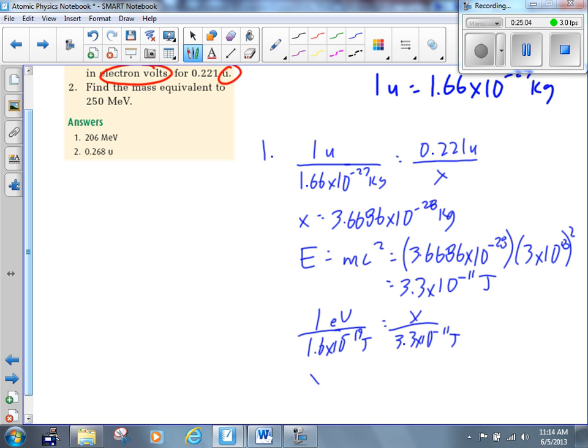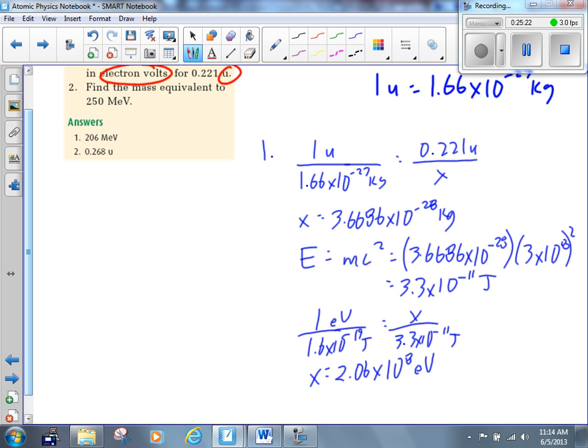Solve for x, and I think we're going to get 2.06 times 10 to the 8. Is that right? 2.06 times 10 to the 8, which is 206 mega electron volts. I think we'll skip question 2.